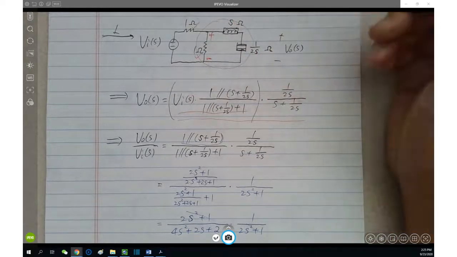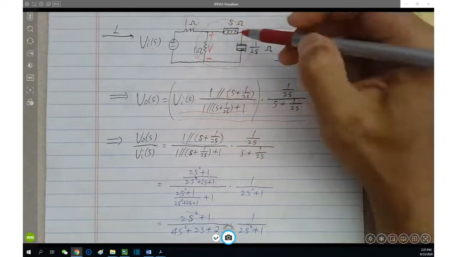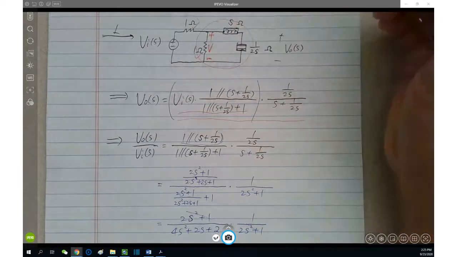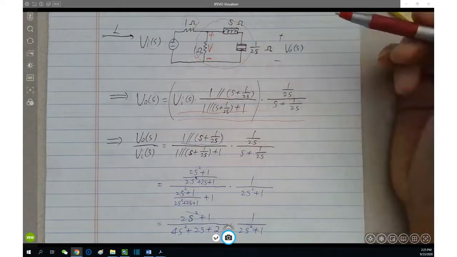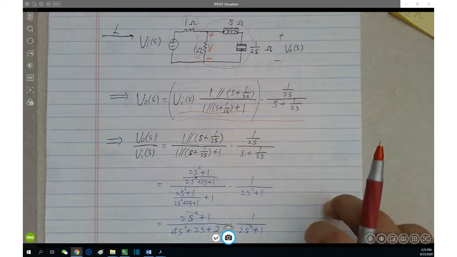The second voltage divider is what? After you find this V here in red, S and 1 over 2S share this total voltage, right? This is obviously the second voltage divider, for you to find the voltage across 1 over 2S. So I have 2 voltage dividers.